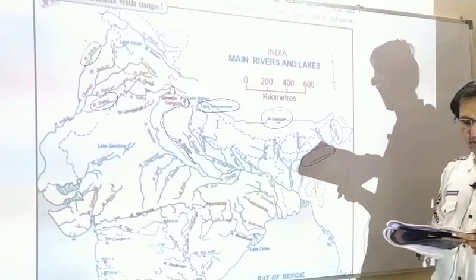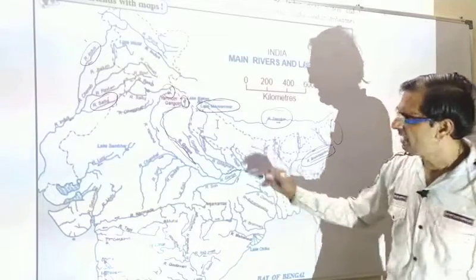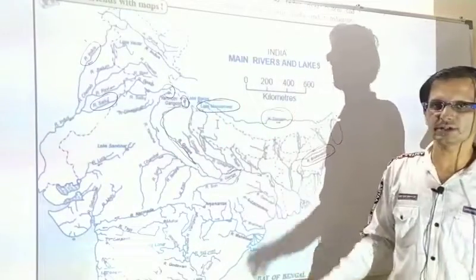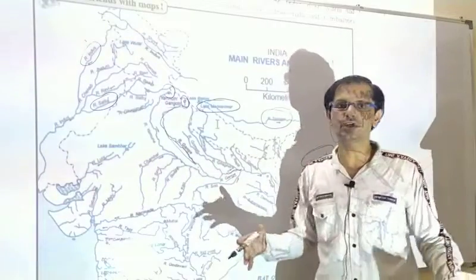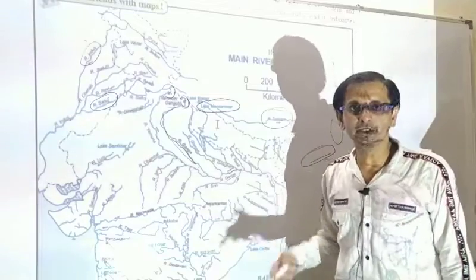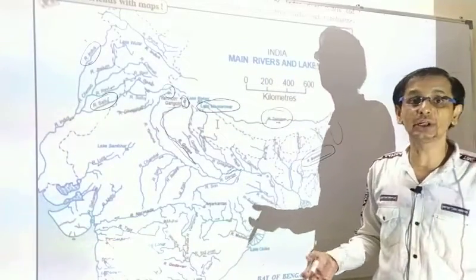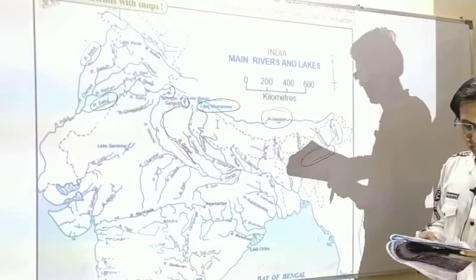From time to time, Ganga meets its tributaries, hence its discharge increases. That's why when Ganga flows alone, there is not a lot of discharge. But when other tributaries also meet from time to time, obviously the discharge increases because they are adding water in cubic meters per second to the Ganga flow.